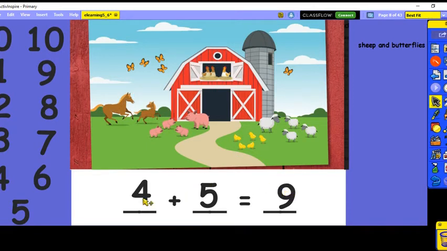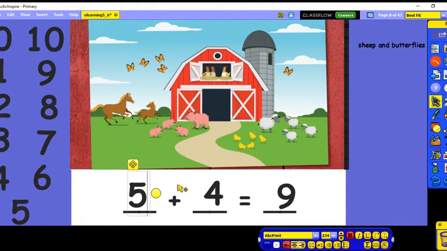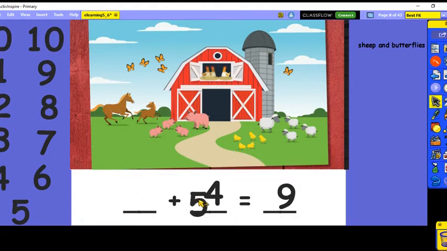And remember, you can count it either way. When you're adding, you can change the order of the add-ins to make a related fact. And we have 5 plus 4 equals 9. 4 plus 5 equals 9.